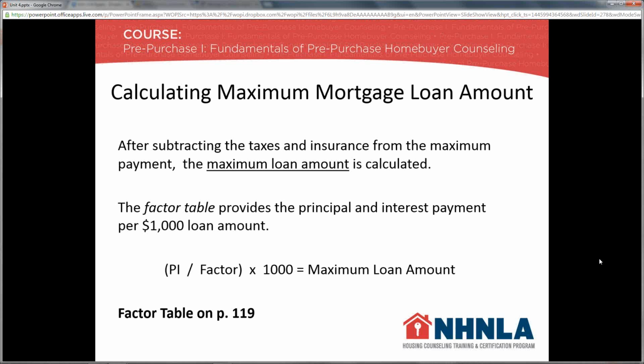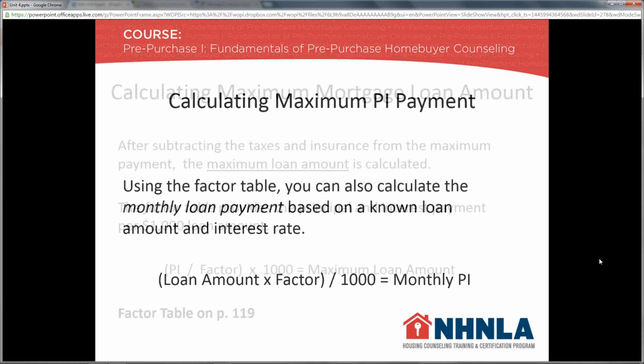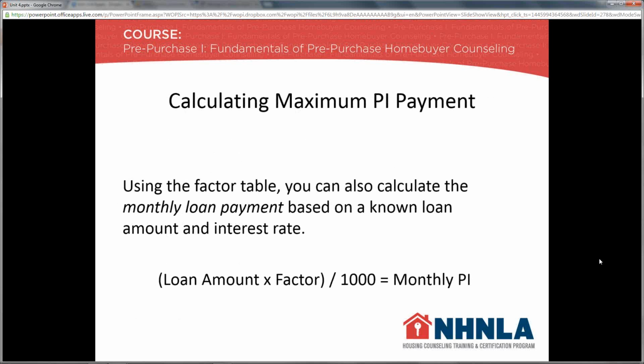Using the factor table, you can also calculate the monthly loan payment based on a known loan amount and interest rate. You would use this formula of loan amount times the factor and divide it by 1,000 to obtain the monthly principal and interest payment. Again, you can always use a mortgage calculator to do these calculations, but we want you to understand what's behind the calculation, and also to have the option to do this if you don't have a mortgage calculator available.